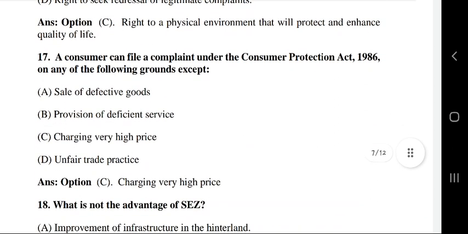Then question number 17, a consumer can file a complaint under the Consumer Protection Act 1986 on any of the following grounds except sale of defective goods, provision of deficient service, charging very high price, and unfair trade practice. Which is the answer? Charging very high price.